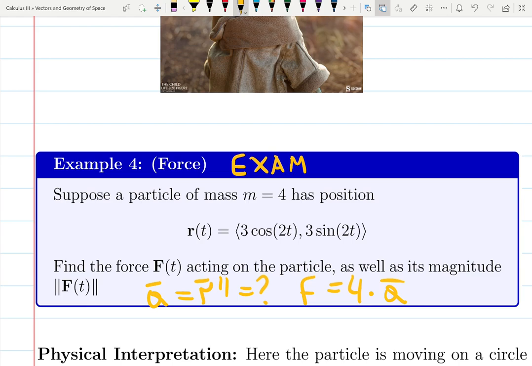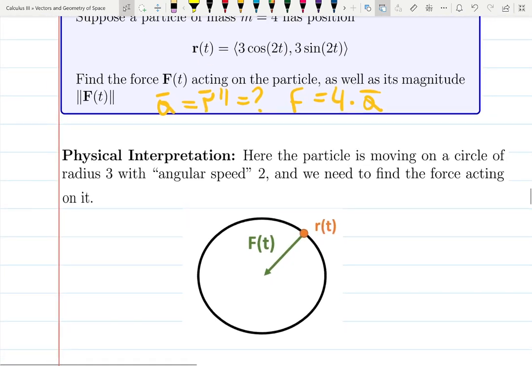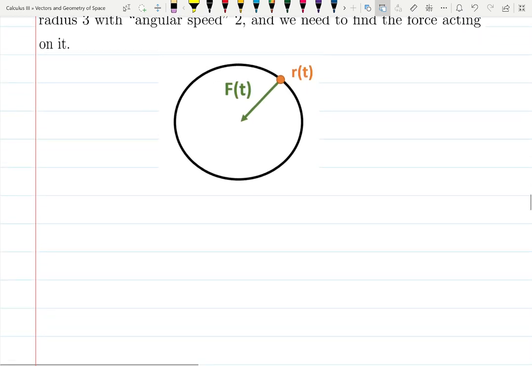Physical interpretation: the particle is moving on a circle, because 3 cosine t and 3 sine t is a circle with radius 3. And we have angular speed, which I will explain, equal to 2. This 2 is the angular speed. We need to find the force acting towards the center. Let's do that.